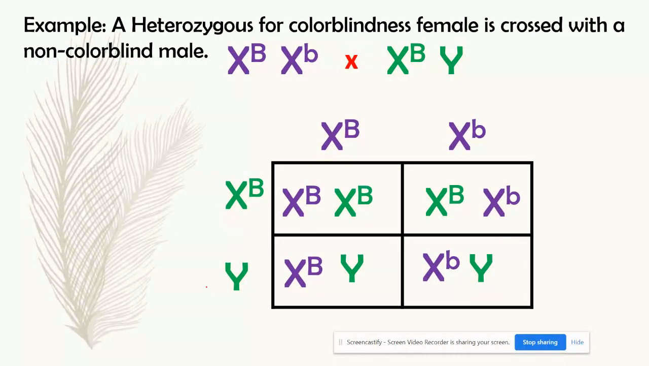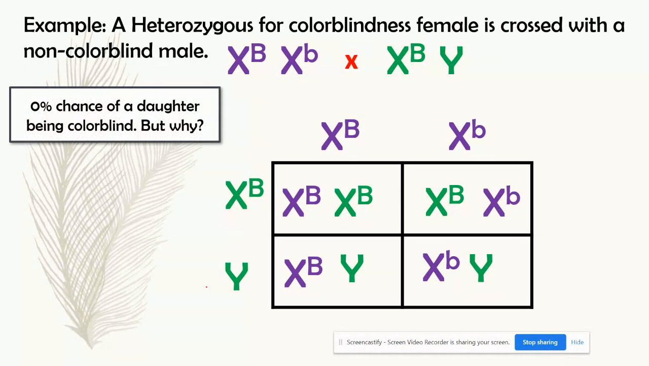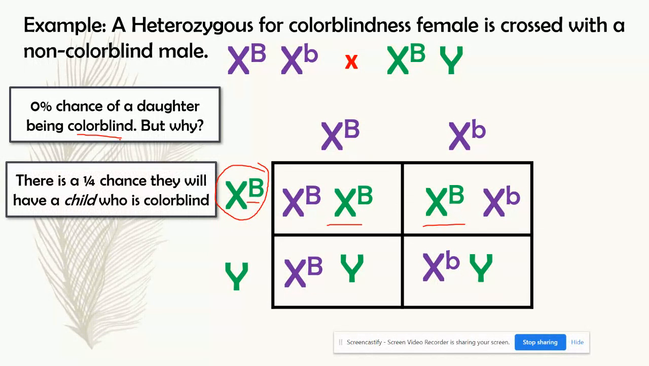But really, when it comes down to it, let's look at colorblindness. Now here, there's a 0% chance of having a daughter who's colorblind. Now why? Well, it's because the dad here has that dominant allele, and every single one of his daughters will inherit it, so it'll be impossible for a daughter to be colorblind from these parents. Now, when we look at their children in general, if you were just to see what is the chance that we'll have a child who is colorblind, well, only 1 out of 4, there's a 25% chance a child will be colorblind, but a 0% chance it'll be a girl.